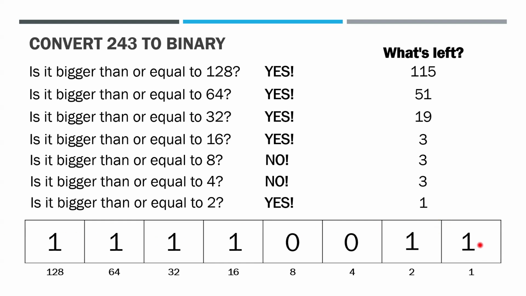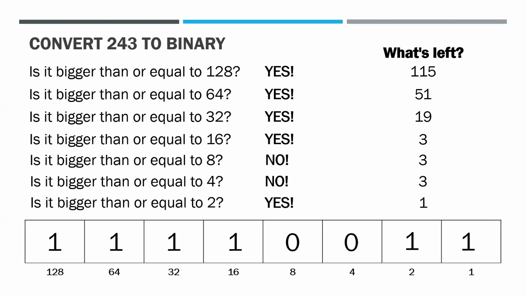And there you go. This is the binary representation of 243: 11110011. And you can do this with any size value, but honestly, once you get above an 8-bit byte, it gets really, really tedious.